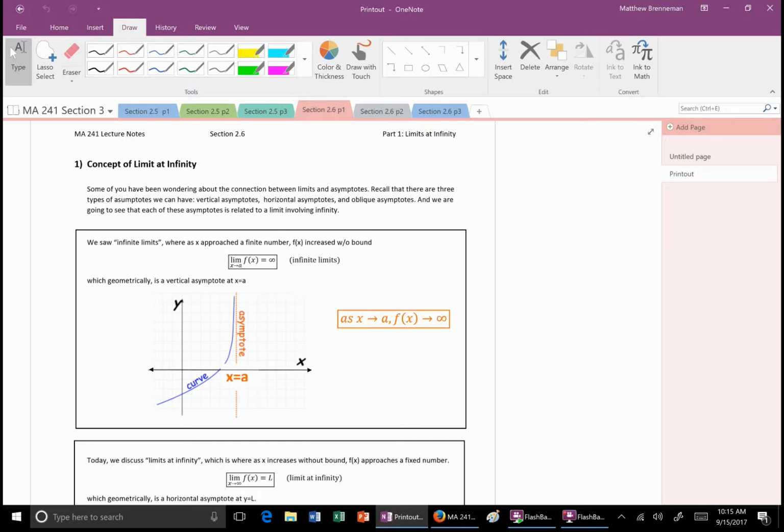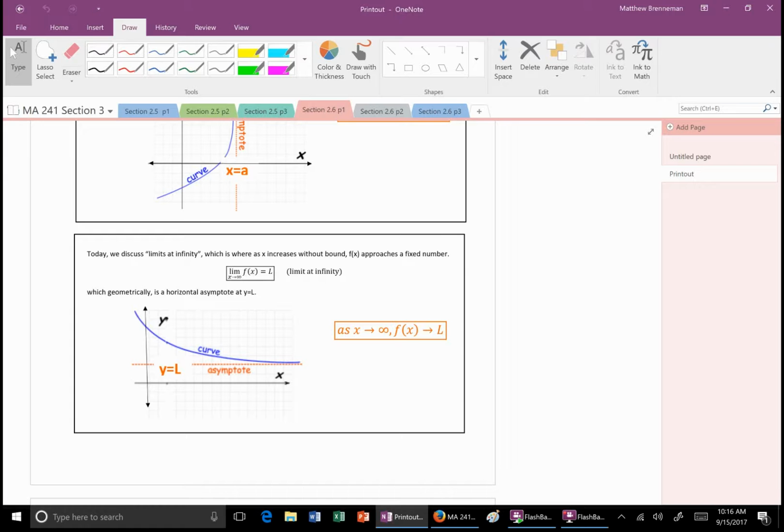Here we have to pay attention to words. We know what an infinite limit is, and it's interesting to note that an infinite limit corresponds to a vertical asymptote. What it means to have an infinite limit as x approaches a point is that the value of f of x gets larger and larger and unbounded. So infinite limits are equivalent to vertical asymptotes. That's the relationship.